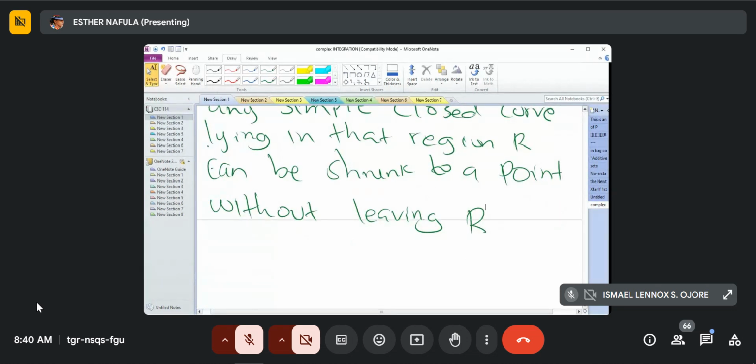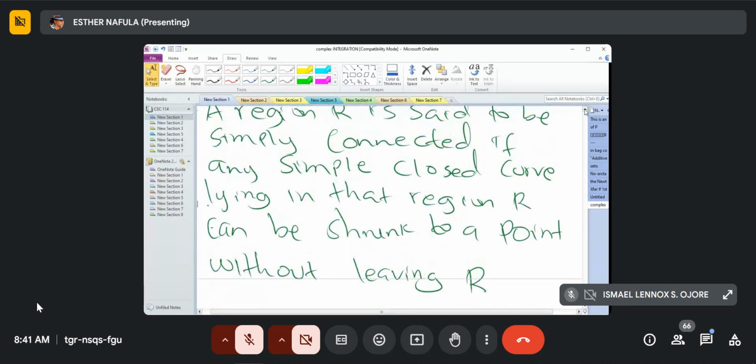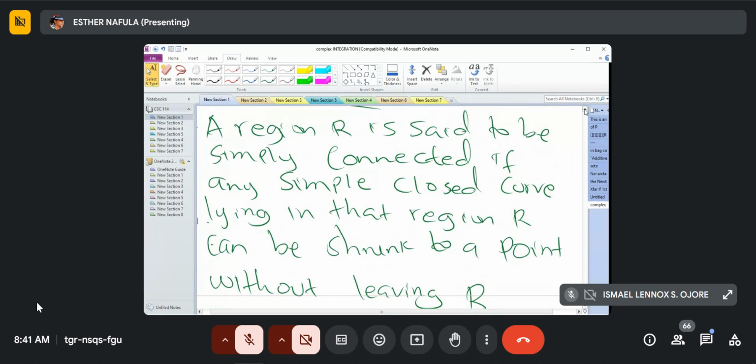I don't know if you guys are done copying. Just quickly scrolling down. A region R is said to be simply connected if any simple closed curve lying in that region R can be shrunk to a point without leaving R.